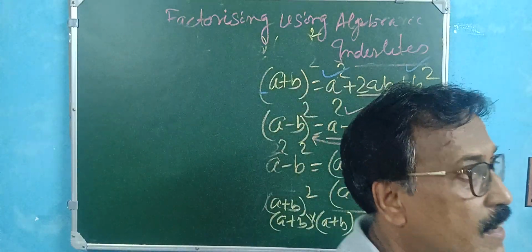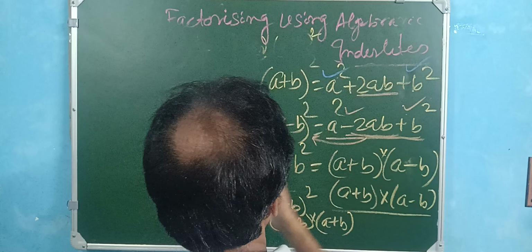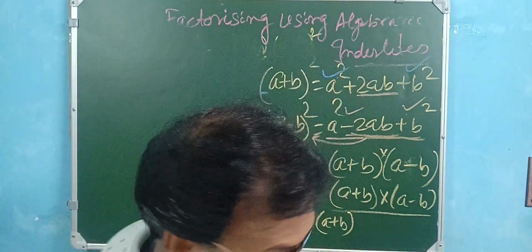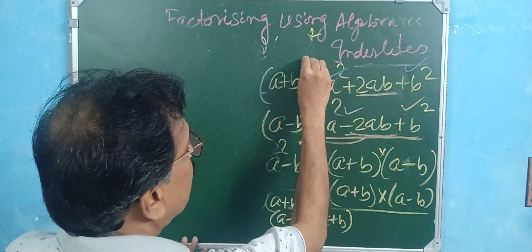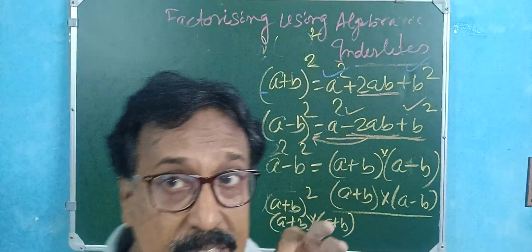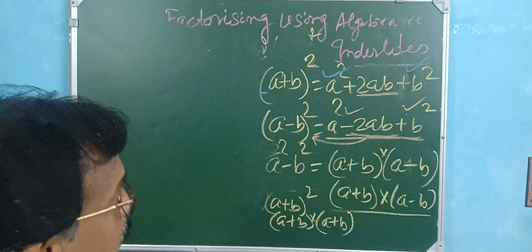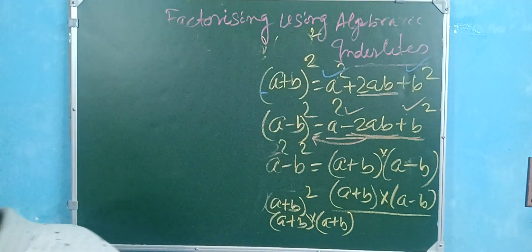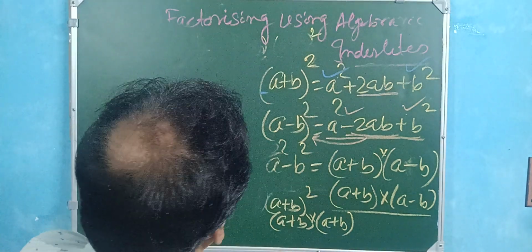Previously I discussed factorization on the basis of algebra. I wrote down all the algebraic formulas here. On the basis of this, I discussed 3-4 sums the other day. So now you just remember the formula. Today I will discuss how we factorize a sum using the identities.